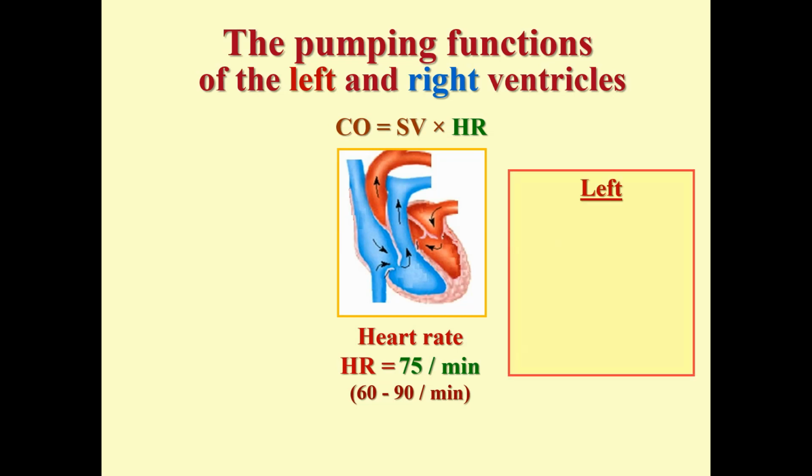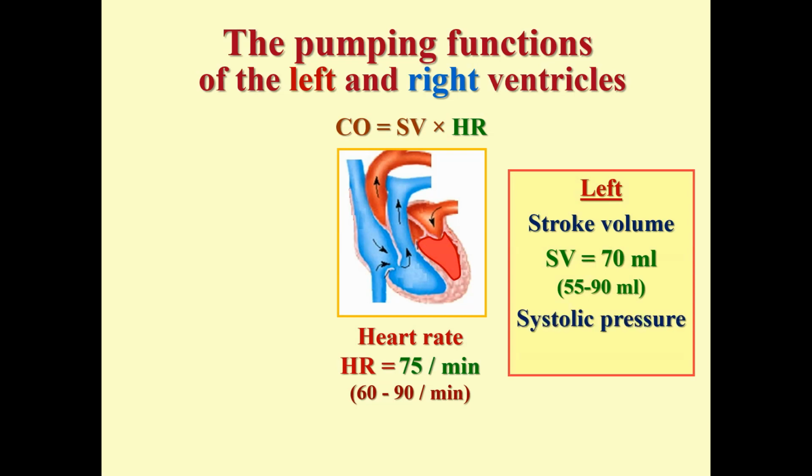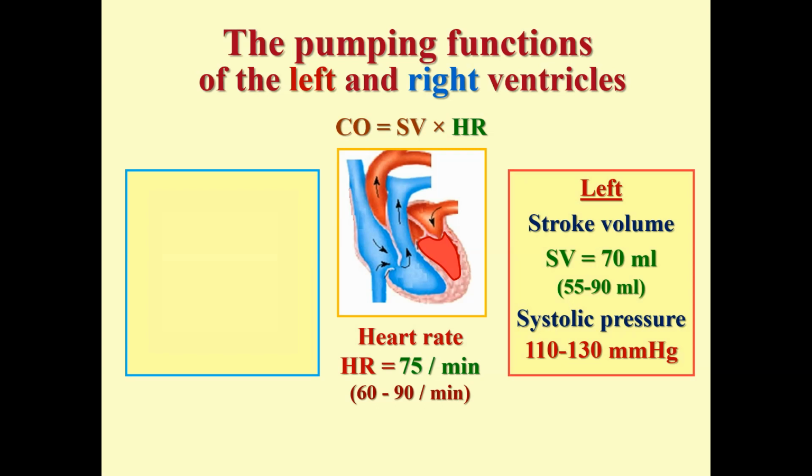So let's put the main characteristics for the left ventricle. Stroke volume, the medium level is about 70 milliliters with a range from 55 up to 90 milliliters, depending on the person, at rest of course. But systolic pressure, you know the values, let's say 110 to 130 millimeters of mercury. Then compare to the right ventricle.